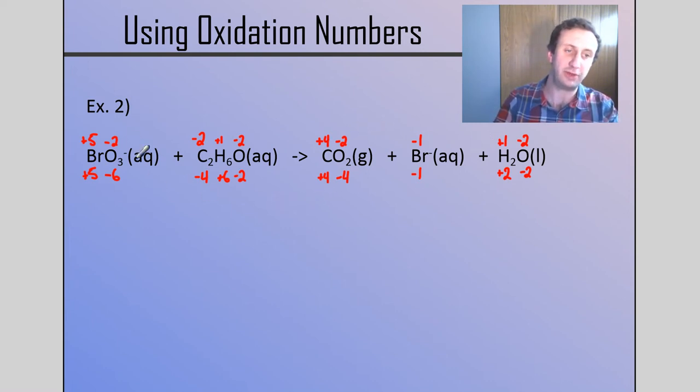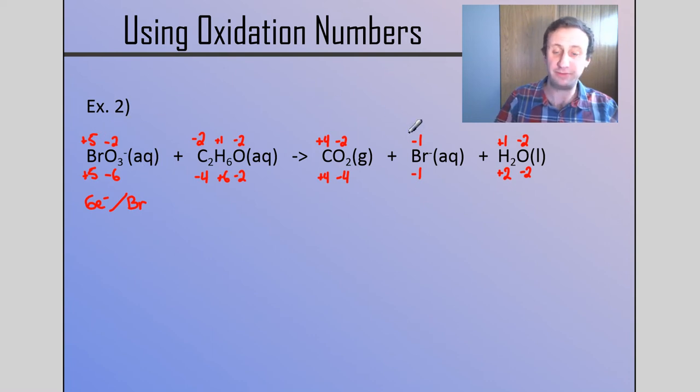All right, so what's changing? Well, bromine is changing. It goes from +5 to -1. I don't want to draw an arrow. It's going to look so messy. But bromine goes from +5 to -1. And then carbon is going from -2 to +4. So here's what I'm going to do. I'm going to say for each bromine, this goes through, and actually I want to do this a little bit differently. It goes through a change of 6 electrons per bromine.